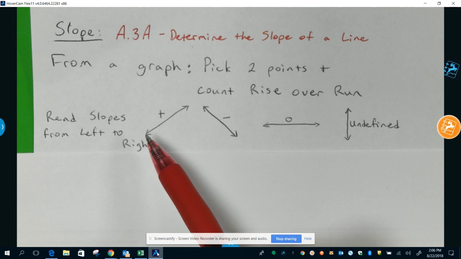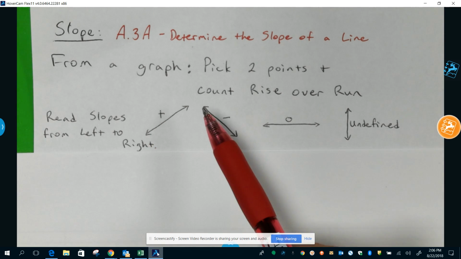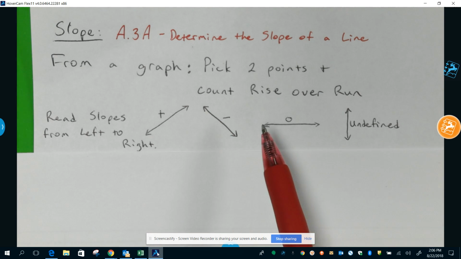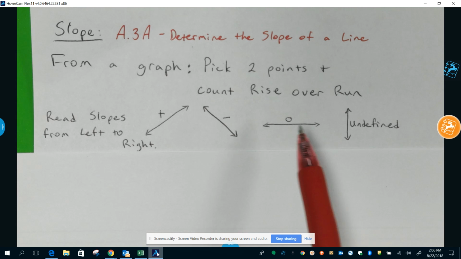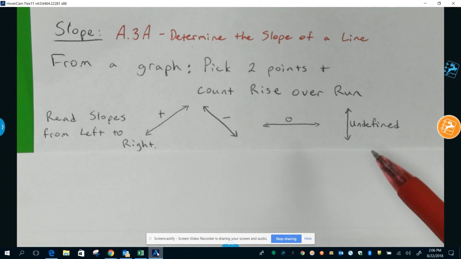So if the slope from left to right is going upwards, we call that a positive slope. If the slope from left to right is going downwards, that's a negative slope. If our slope is perfectly horizontal, we call that a zero slope. And if our slope is vertical, straight up and down, we call that an undefined slope.